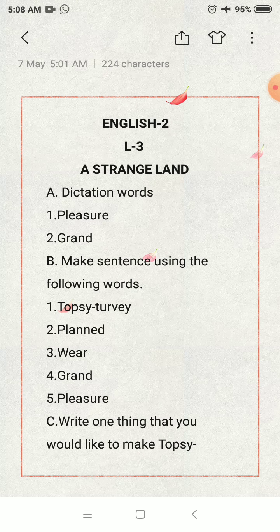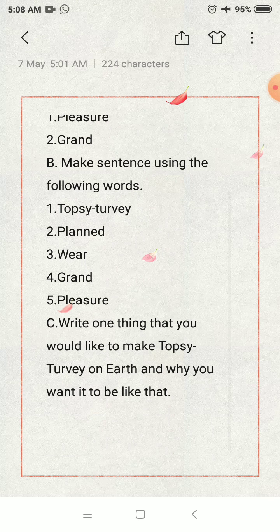Now exercise C is: write one thing that you would like to make topsy-turvy on earth and why you want it to be like that. So, students, this is the creative part of this poem. You have to do it with creativity. Exercise C, the question which I have given you: write one thing that you would like to make topsy-turvy on earth and why you want it to be like that. It should be purely based on your imagination.